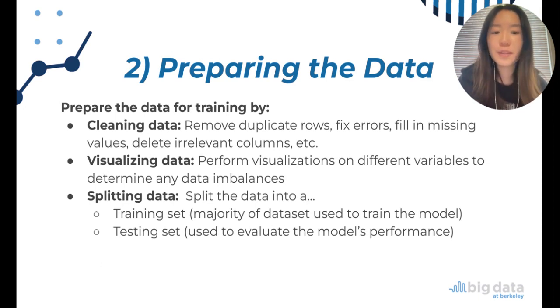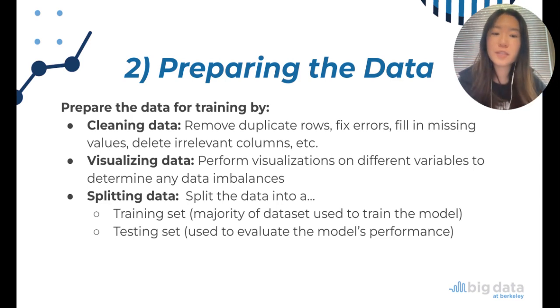In order to prepare the data for training, we first want to clean the data. For example, we can remove any duplicate values, fix any errors, fill in null values or something of that sort, and just make sure everything is consistent. We could also randomize the data, so we could shuffle the order to prevent any sort of bias if the data was, for example, ordered alphabetically or numerically. We can also visualize the data. We could create some visualizations on different variables to see if there's any imbalances within the data.